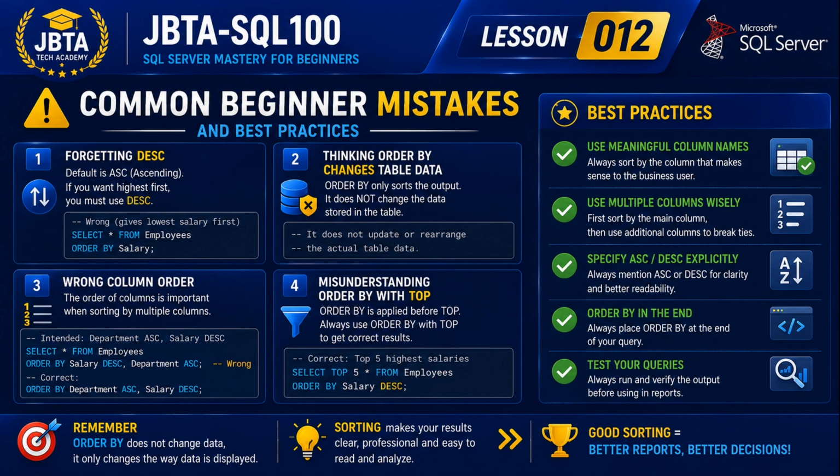Always remember these simple best practices. Use ASC when you need the smallest values or alphabetical order. Use DESC when you need the largest values or the latest records first. Choose the correct column for sorting. Verify the output after every query. And always write SQL that is easy for both computers and humans to understand.